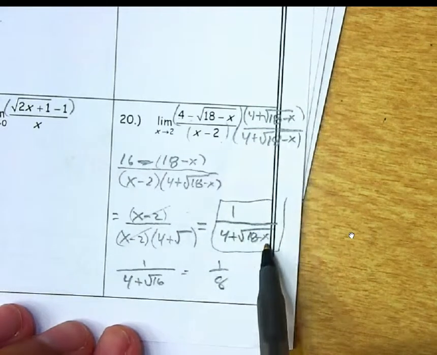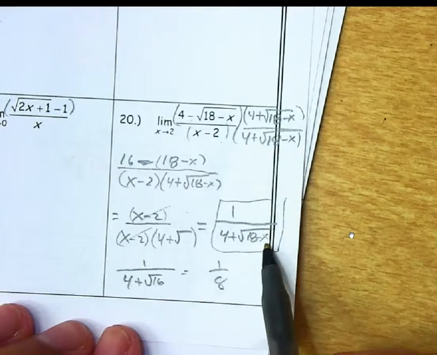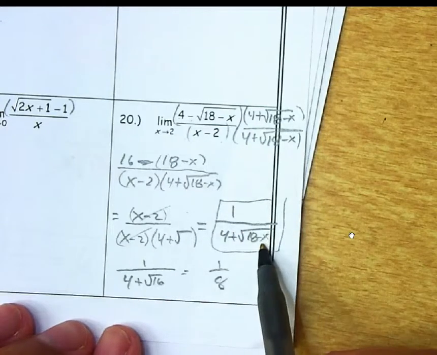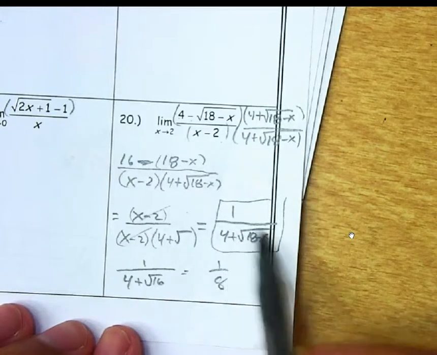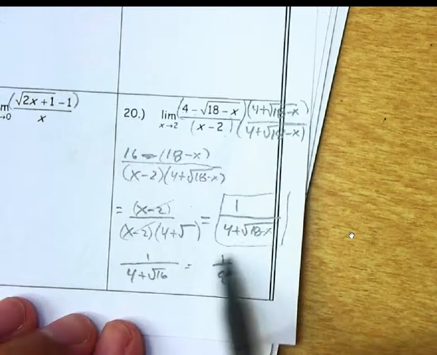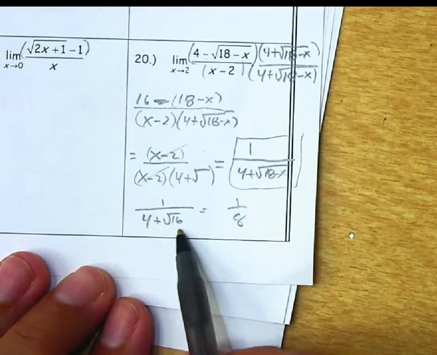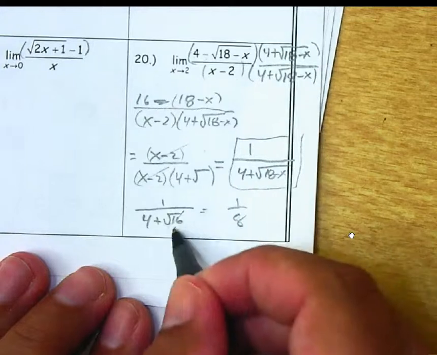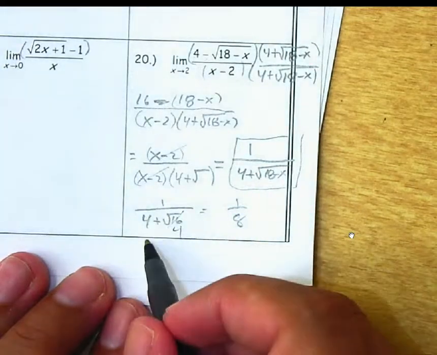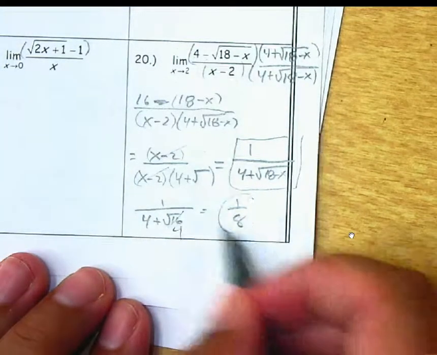And at this point, when we plug in the 2 into x, we no longer get a denominator equal to 0. We get 1 over 4 plus the square root of 16, which the square root of 16 is 4. And so 1 divided by 4 plus 4 is 1/8, and this is my answer.